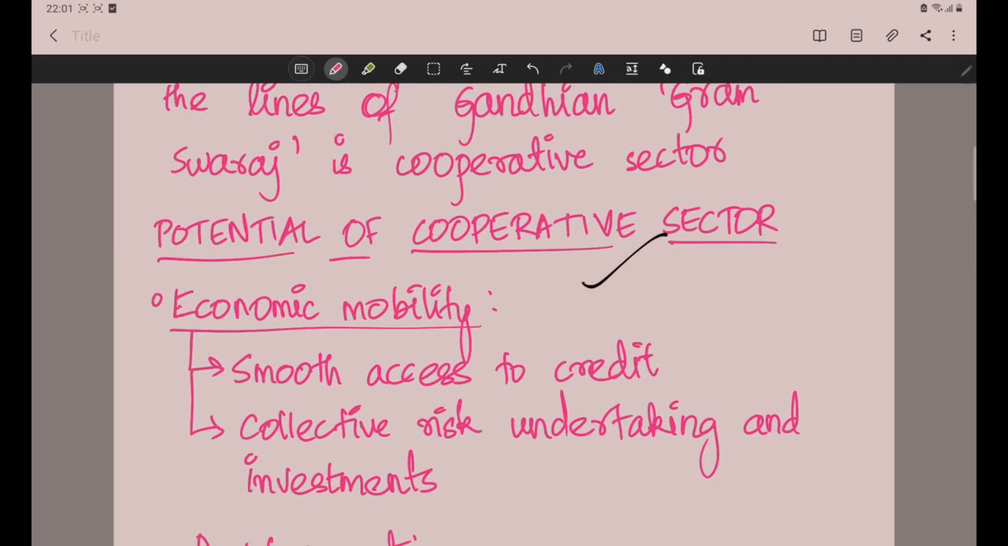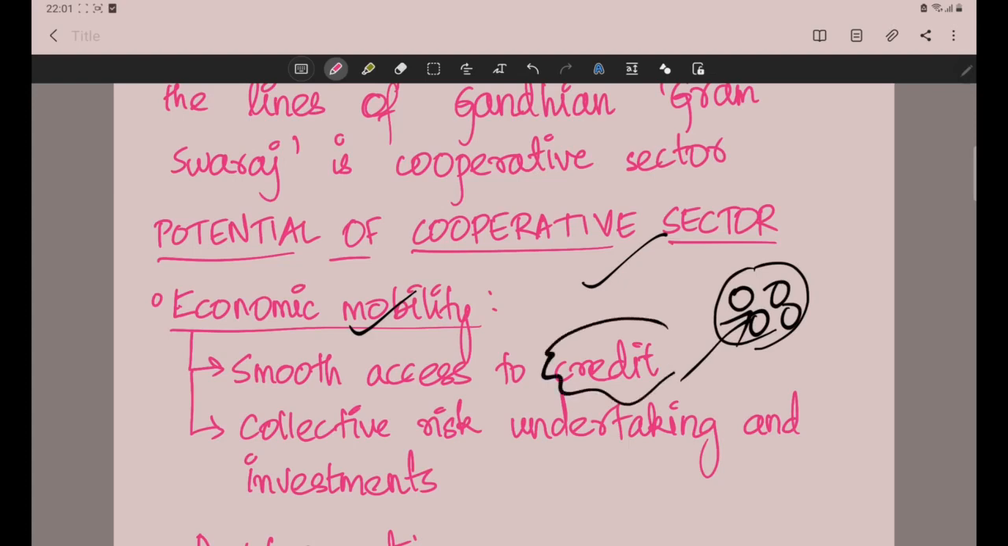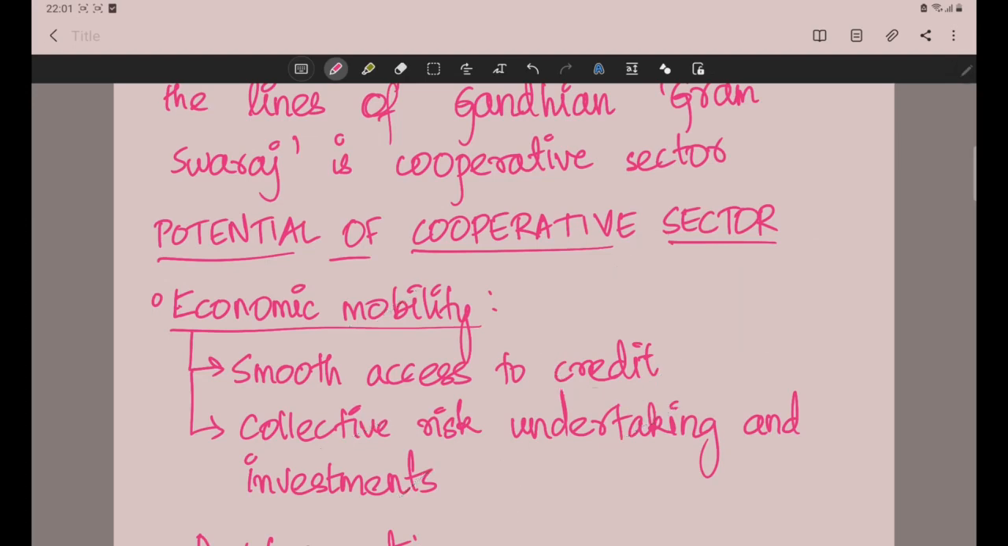So here you can write about economic mobility. While you are having the cooperative sector, you are having the pooling of investment. So you can get smoother access to credit. The deprived sections will be having adequate formal channels for credit also. So they don't have to rely upon moneylenders and other persons. Then collective risk undertaking and investment. Since these people are a group, they can undertake the risk collectively and they can make investment also out of the credit. So this becomes important with respect to the agriculture sector.